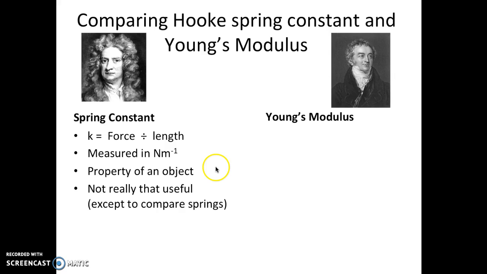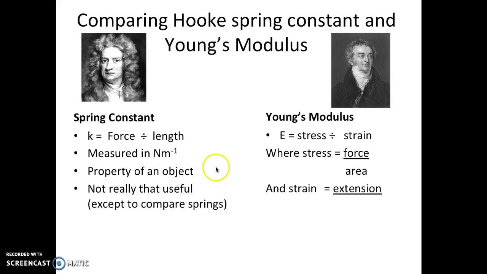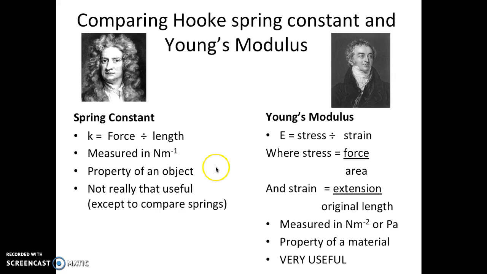On the flip side, Young's modulus, E, is equal to stress divided by strain. It's the gradient of a stress-strain curve, where stress is equal to force divided by area, and strain is equal to extension divided by the original length. And it's measured in newtons per metre squared, or pascals. Those two units are interchangeable, and it's a property of a material. So it really is incredibly useful. In fact, you could go away now and look up on the internet for all sorts of different materials what their Young's modulus is. And it's this property that engineers use throughout their life.